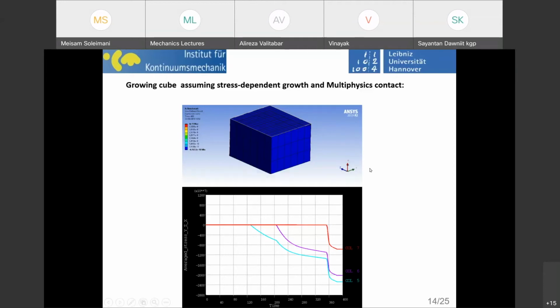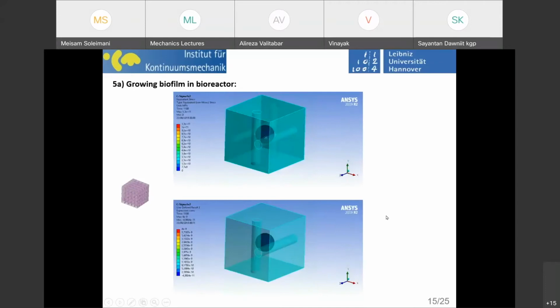So this stress dependency embedded in the growth at the end of the day is translated into this very nice evolution of the stress. This is stress 1, stress 2, and stress 3 in X, Y, and Z direction. You have three events of contact that happen one after each other.